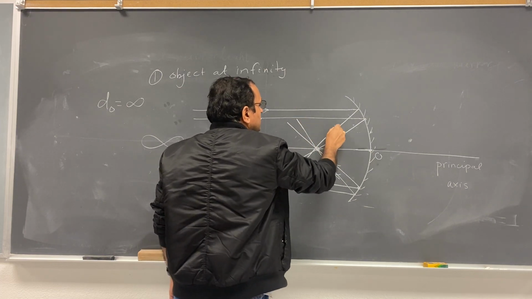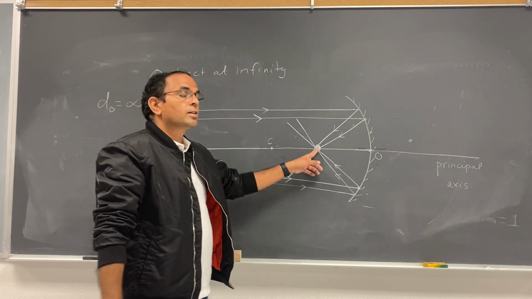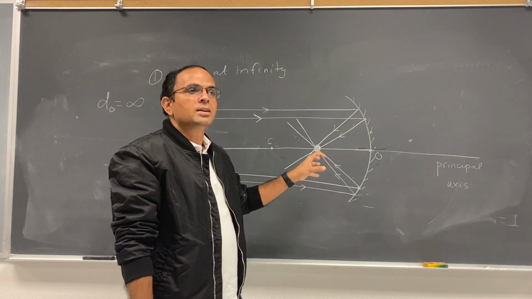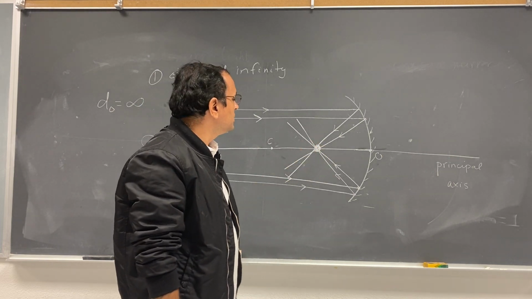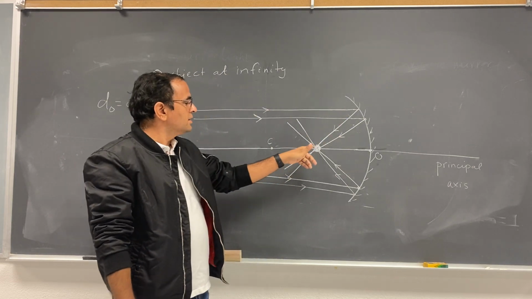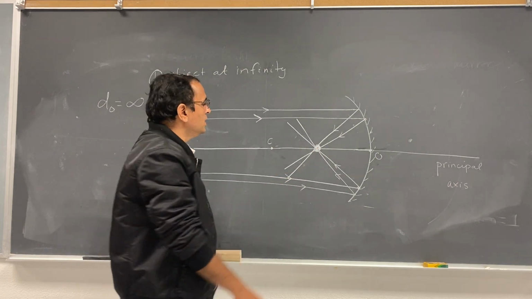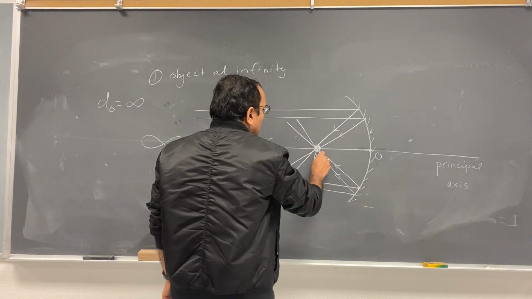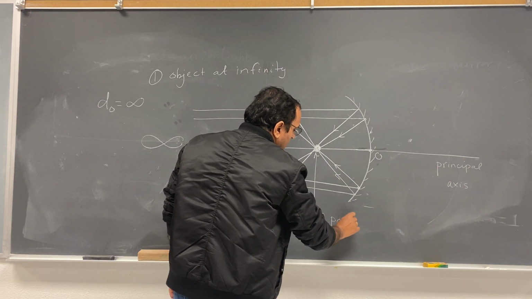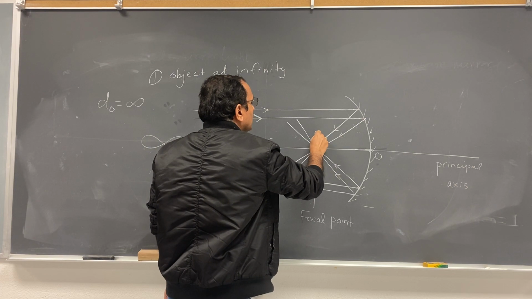All rays meet at this point right here, roughly. There is some defect, we call that spherical aberration, but that is a different story. Simply, the parallel rays after reflection meet, they focus at this point. And this point is called the focal point. You can give the name F. F is the focal point.